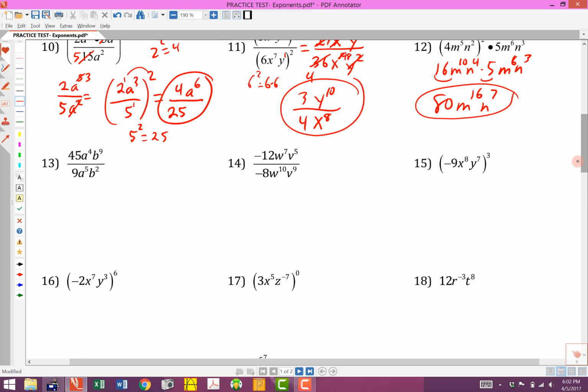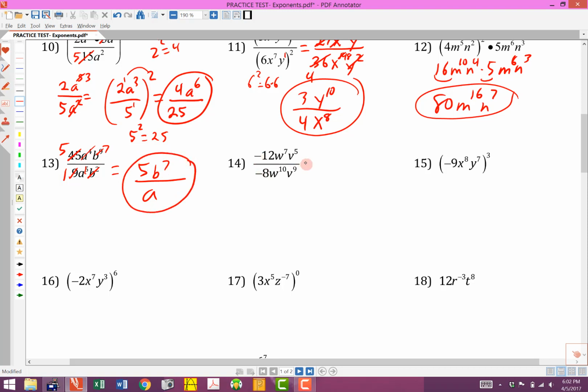Slide down here. We're going to do a similar thing here. This is actually easier than some of the other ones we've been doing. We're just going to simplify this. 9 goes in here once, 9 goes in here 5 times. So that means we've got a 5 on the top. Let's take a look at the A's. 4 on the top, 5 on the bottom. These 4 are going to cancel, leaving 1 down there, so we've got an A there. These 2 will cancel with 2 of those, so that'll be B to the 7th on the top. So we get 5B to the 7th over A.